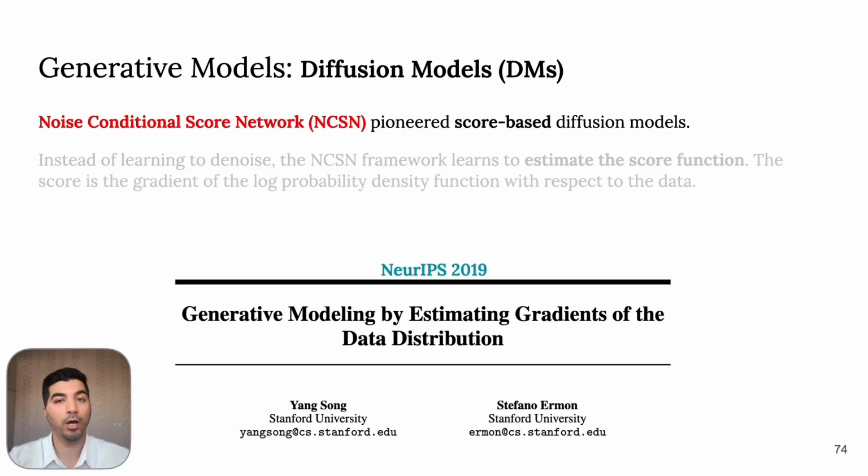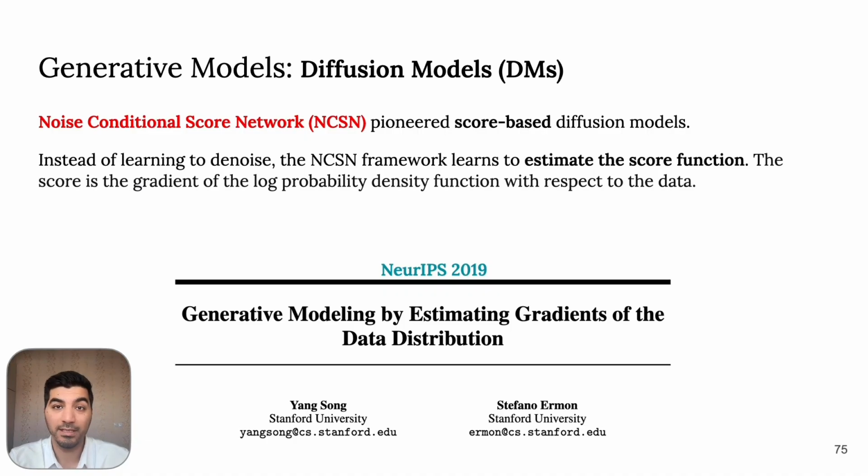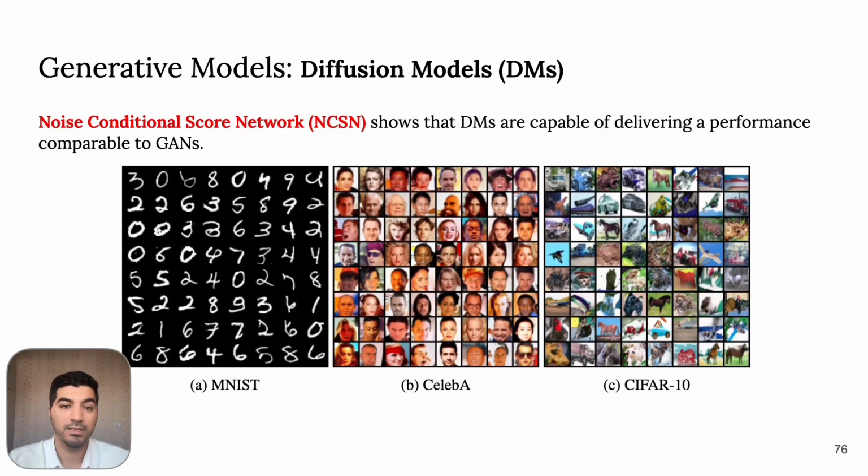One important follow-up work is this NeurIPS 2019 paper from Stanford University, which basically introduces score-based diffusion models. This approach is called noise conditional score network, or NCSN. And instead of learning to denoise, the NCSN framework learns to estimate the score function. This score is defined as the gradient of the PDF with respect to the data itself.